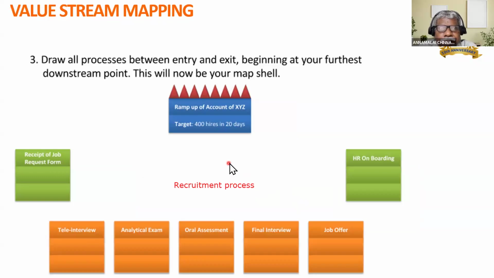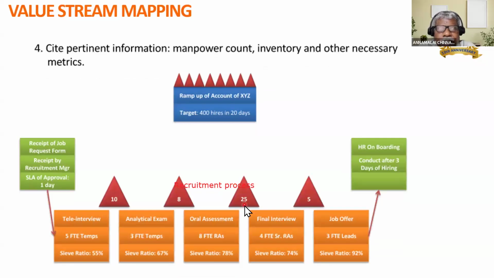Then draw all processes between the entry and exit point. Between the first and the last process, what sub-processes are there? You just list all those sub-processes. Before HR onboarding will be the job offer. Before that will be the final interview, oral assessment, analytical exam, tele-interview, etc. Just list all those processes, and then you start collecting the data.